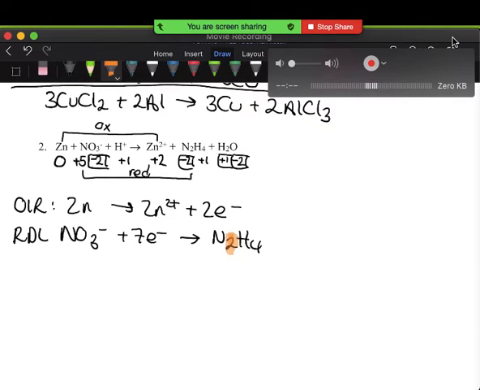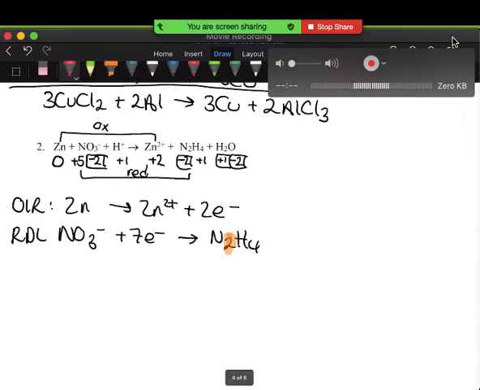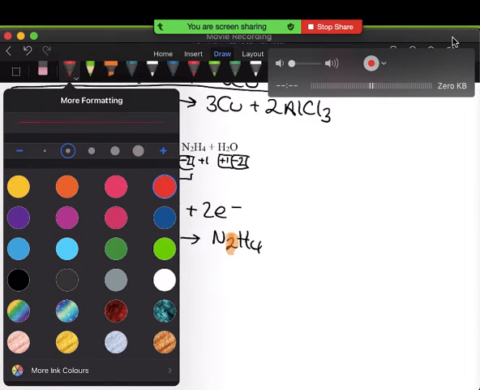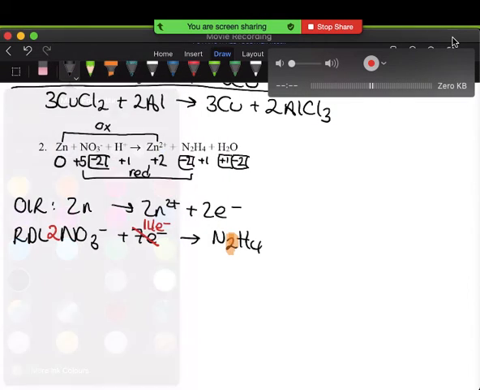I have 2 Ns here, so I now need to change this so that it's going to match. I'm going to change the color of my pen so you can see it. So I'm going to put 2 here, and I have to turn this into 14 electrons. So for 2 nitrogens being reduced, it's going to gain 14 electrons. To get my electrons the same, I need to multiply this line by 7. So 7 zincs, 14 electrons.